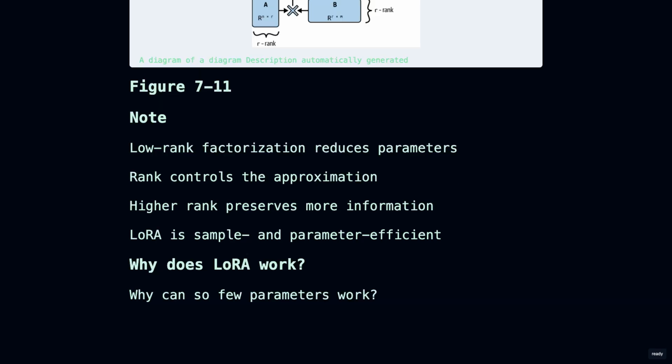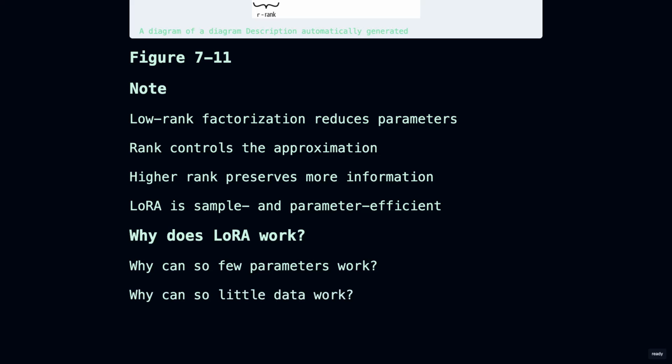This is the surprising part. If a model needed many parameters to learn a behavior from scratch, why can it change that behavior with so few during fine-tuning? The same question applies to data. Pre-training may require enormous data sets, but fine-tuning often needs only a small labeled set, so something about the model has already been compressed or organized.